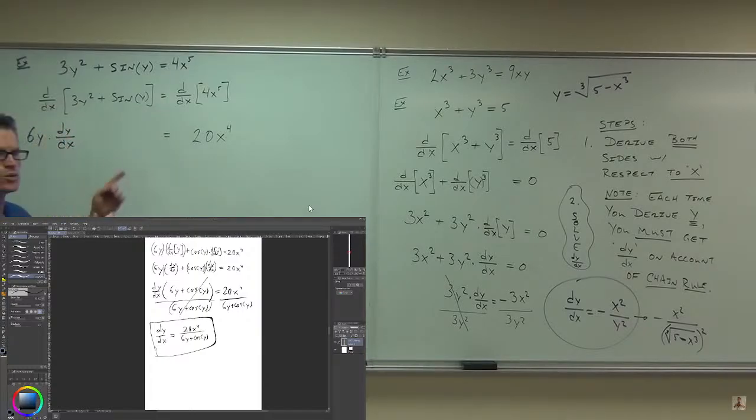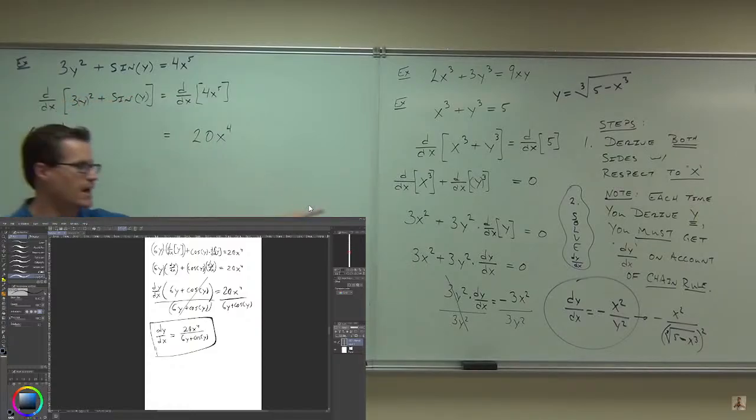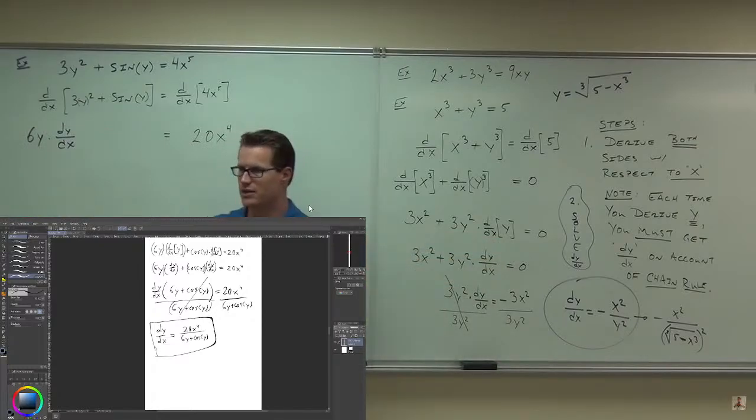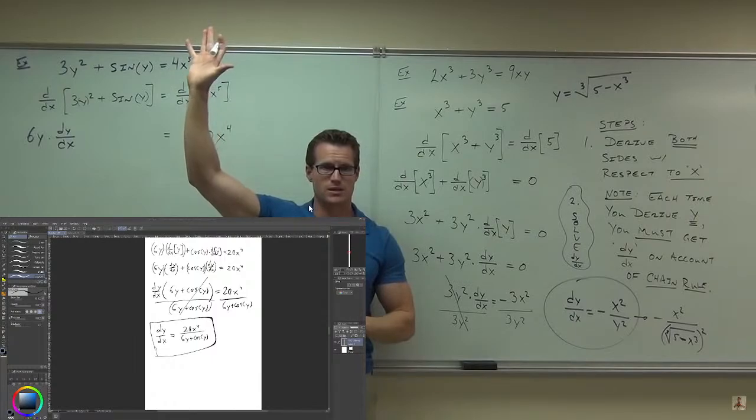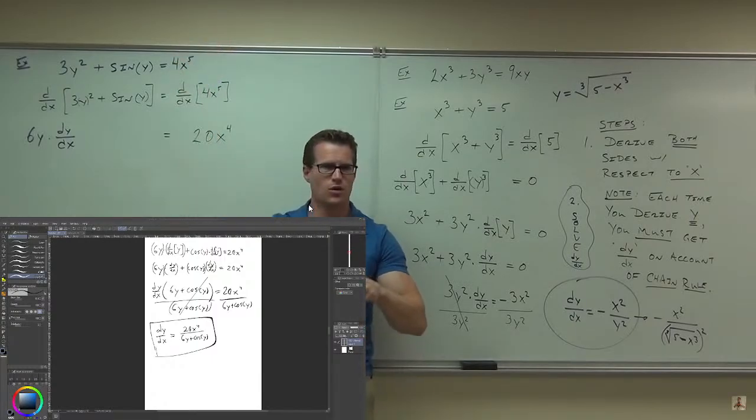The reason is, again, you would have a chain rule. Chain rule would say, bring down the exponent, multiply it, take one away from it, that's the 6y, but then multiply by d dx of y, right? That's what we have over here, d dx of y, which is your dy dx, and that's where that's coming from. Do you have questions on that right now?